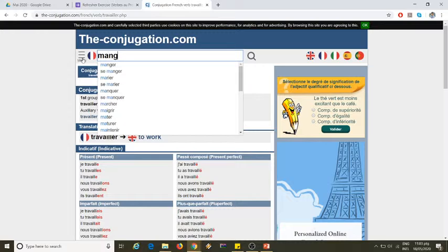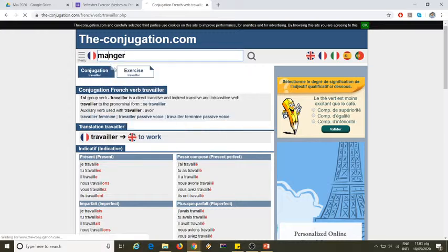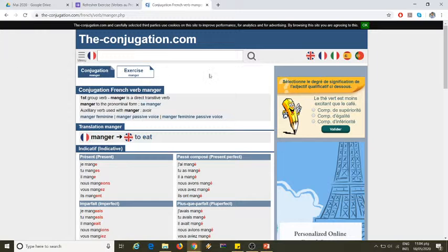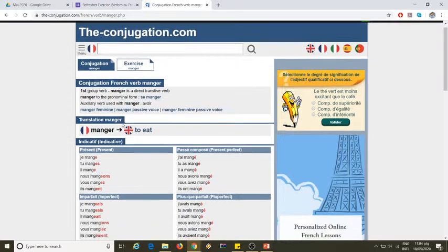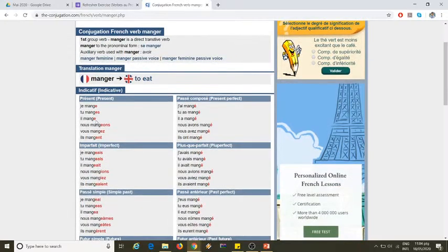Manger. Manger adalah makan. Je mange, tu manges, il mange, nous mangeons, vous mangez, ils mangent.